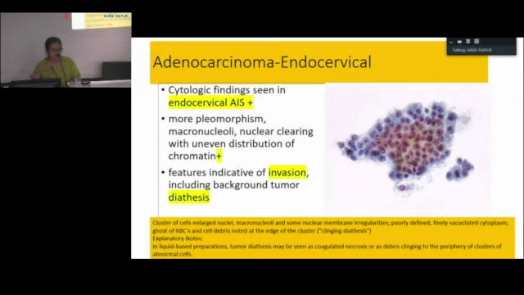namely tumor diathesis. So three main points. It has to be endocervical, very pleomorphic, macronucleoli with tumor diathesis. This is how you will make a diagnosis of adenocarcinoma endocervical.